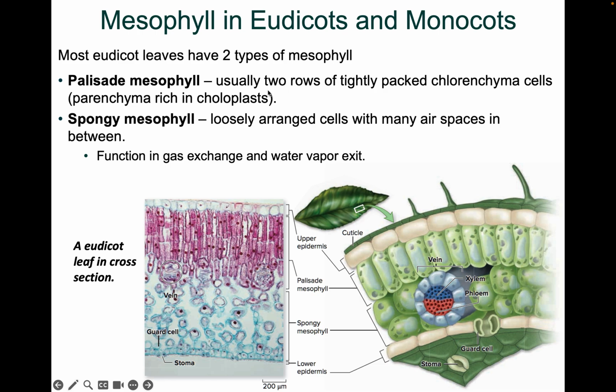The palisade mesophyll you can usually find in two rows and very tightly packed. And they have these parenchyma cells, which are super rich in chloroplasts. And that's where the photosynthesis occurs. Then you have a second layer, which is the spongy mesophyll, and these are loosely arranged cells that have many air spaces. The biggest thing they help with is gas exchange and water vapor exit. That's why they're mostly found next to the guard cells, because they really help a lot with this gas exchange. So this is in eudicot.